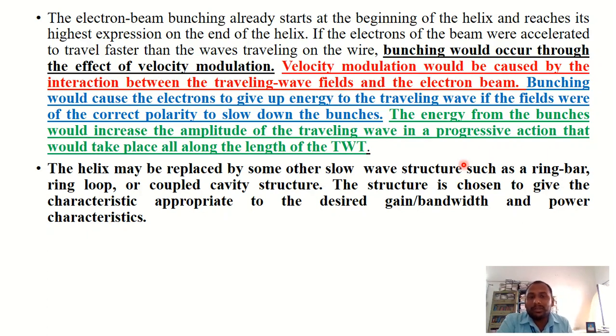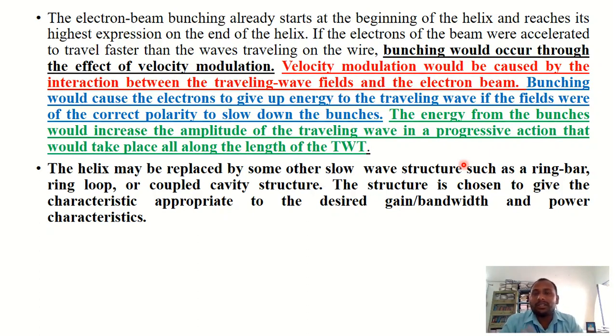So how the bunching is happening, what velocity modulation is, what the effect of the velocity modulation is, and due to the velocity modulation how the strength or amplitude of the traveling wave increases. These are the three important points you have to remember. That is the exact operation of the traveling wave tube.